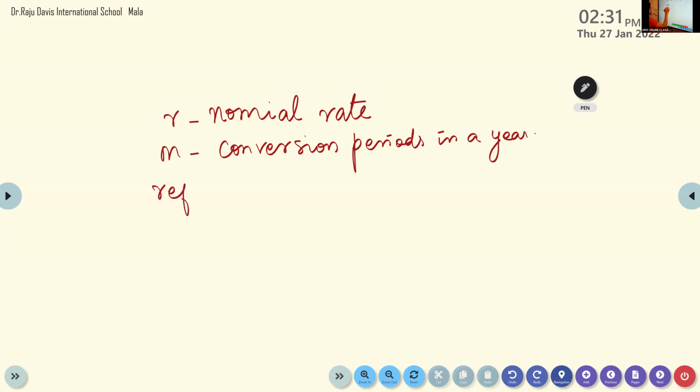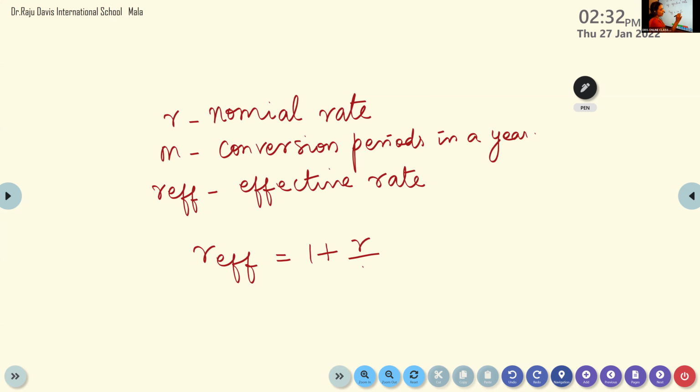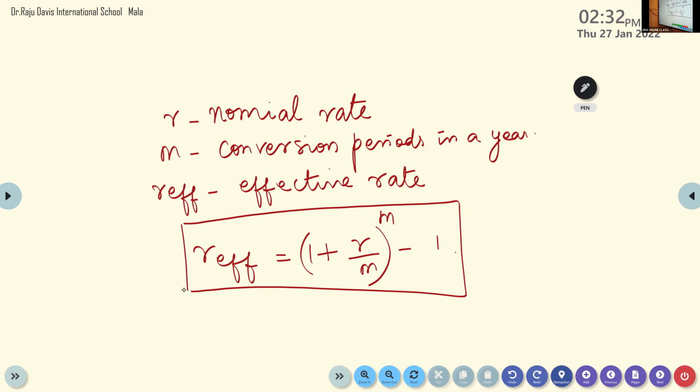R_eff is the notation we use for representing the effective rate of interest. Then the relation is given by: effective rate is equal to (1 plus R by M) whole raised to M, minus 1, where R is the nominal rate and R_eff is the effective rate.